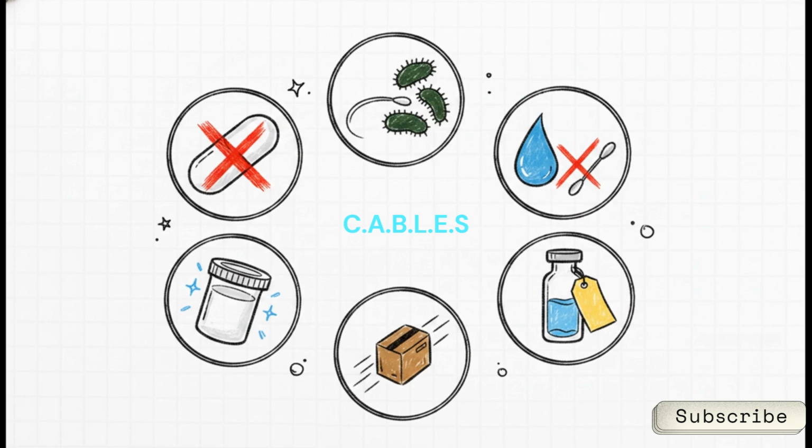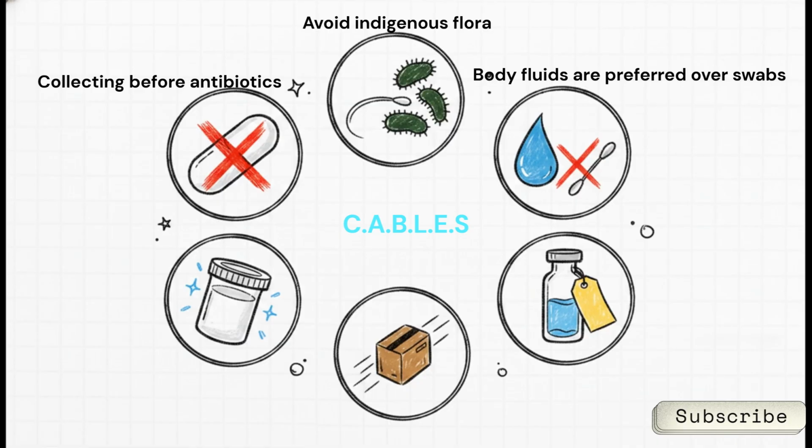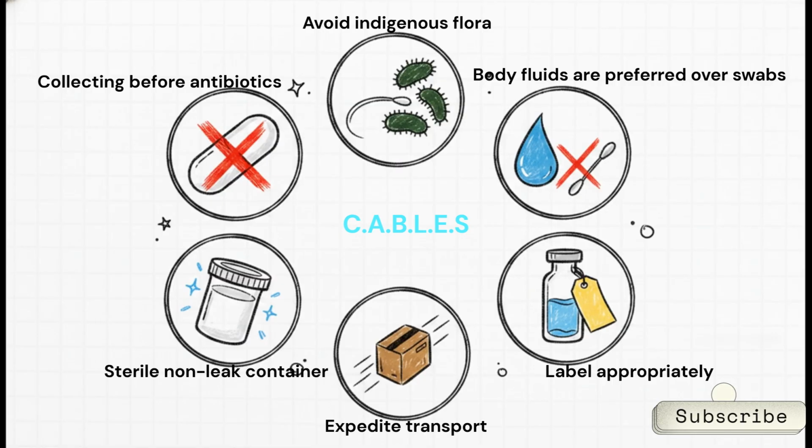C stands for collect before antibiotics are started. A is for avoid indigenous flora contamination, which is super important for things like urine and blood. B reminds us that body fluids or tissues are always preferable to swabs. Swabs are honestly just inferior. L is for label appropriately. E is to expedite transport. And S means always use sterile, leak-proof containers. Seriously, just write CABLES in the margin of your exam paper, and you will not drop a single point here.